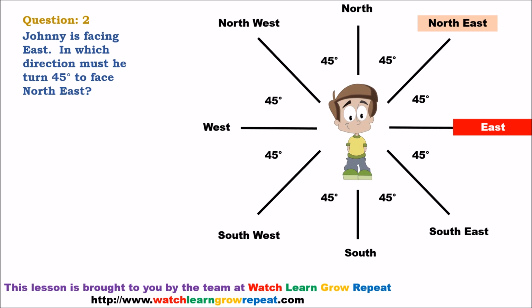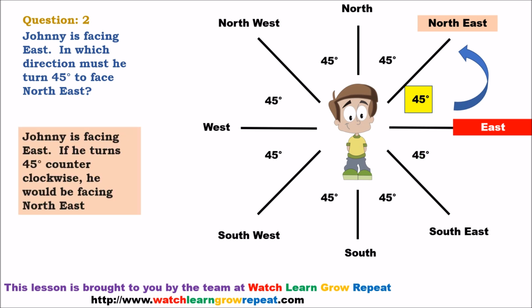So if Johnny is facing east and he turns 45 degrees and ends up at northeast, he must have turned anti-clockwise or counterclockwise, because if he were to turn clockwise 45 degrees, he would end up at southeast and not northeast, as the question requires. So the direction in which Johnny was turning was counterclockwise.